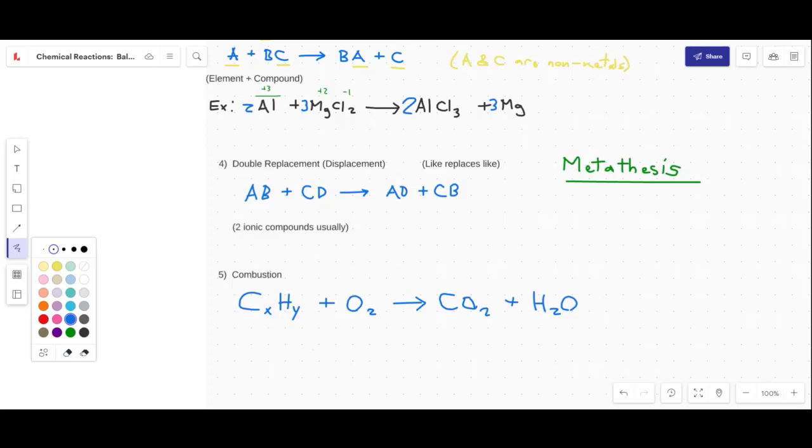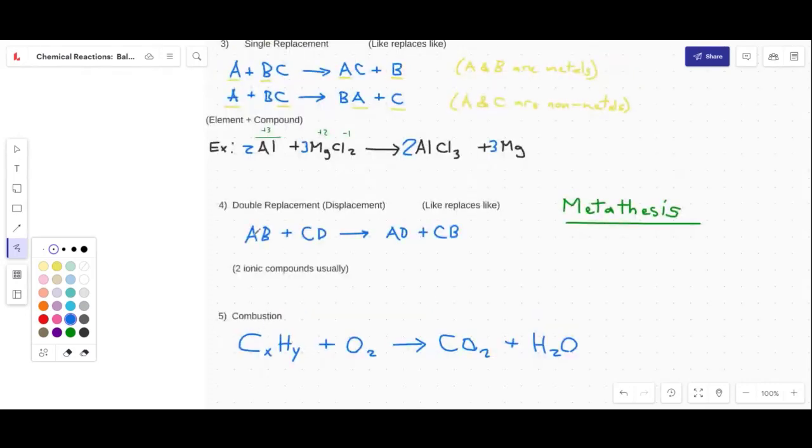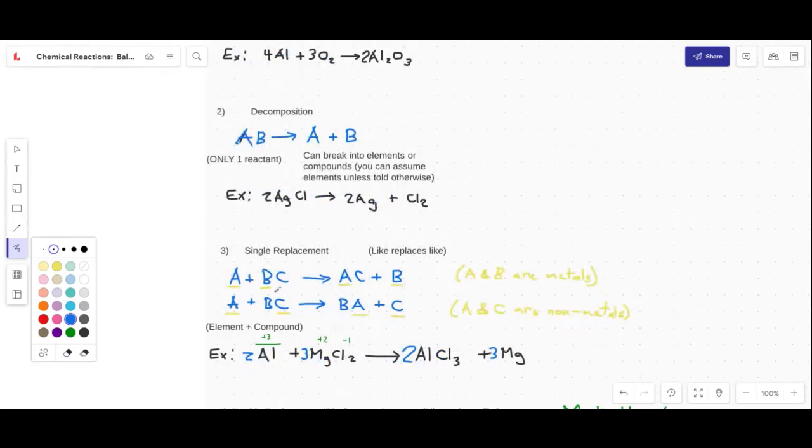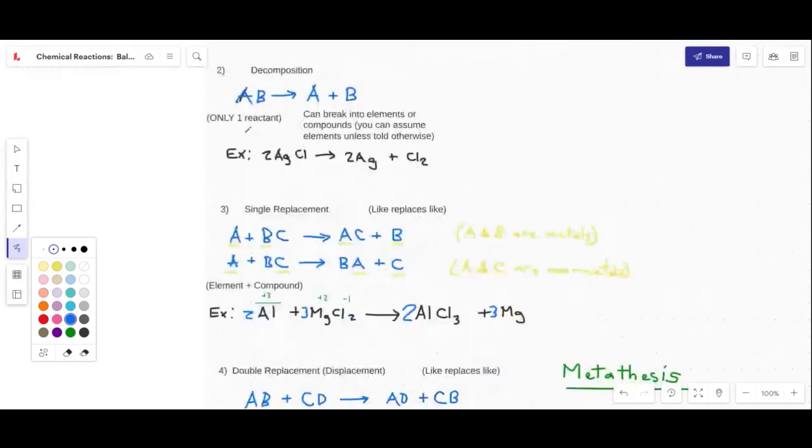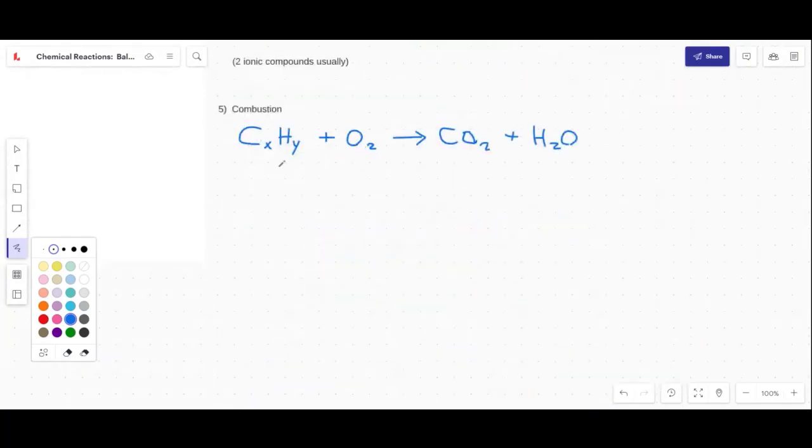And it looks like we're not going to get a chance to do much in terms of oxidation and reduction, but these are the basic types of reactions. And this is how you can identify which one you have. Two ionic compounds would be a double replacement. Element in a compound, single replacement. Only one reactant, decomposition. Only two elements, that'd be synthesis. And hydrocarbon and oxygen, that's combustion.